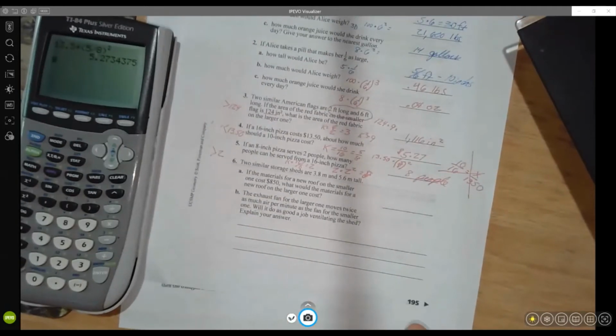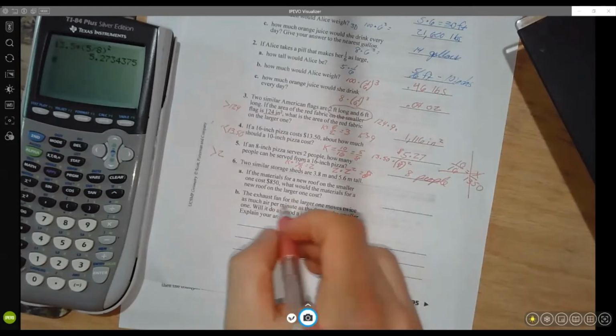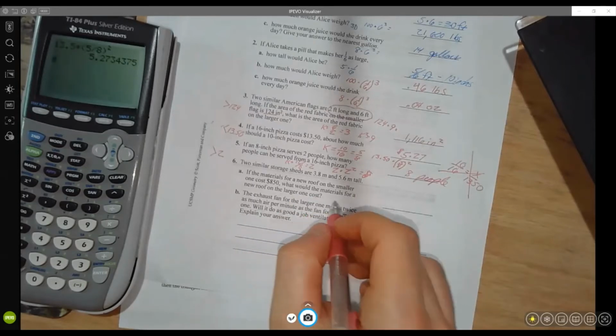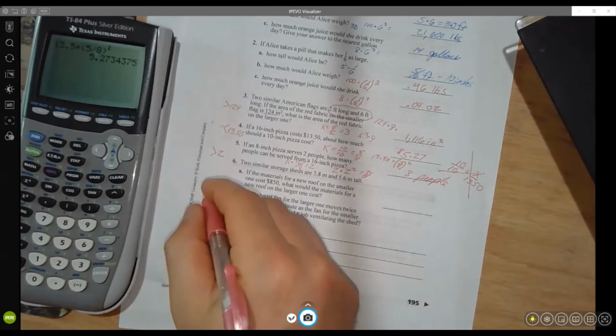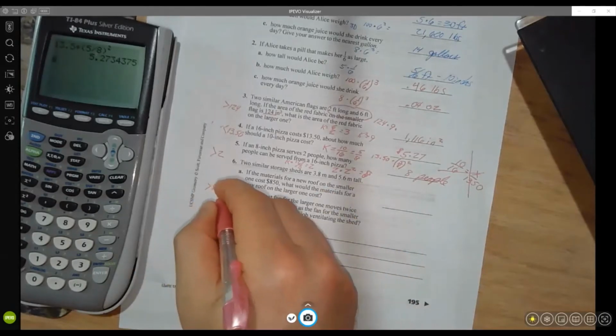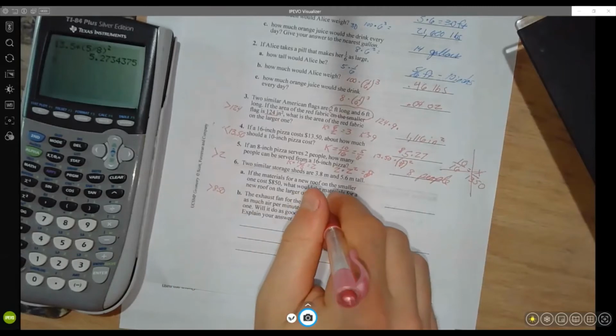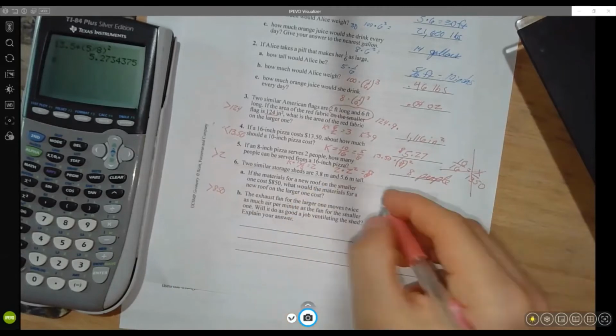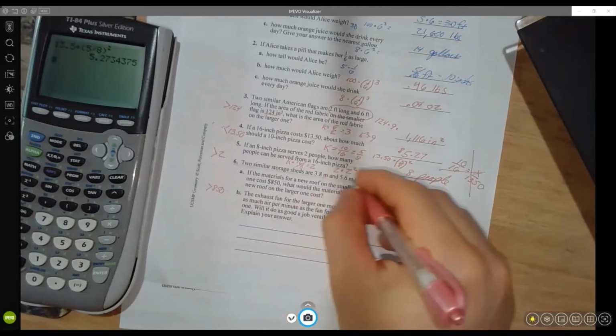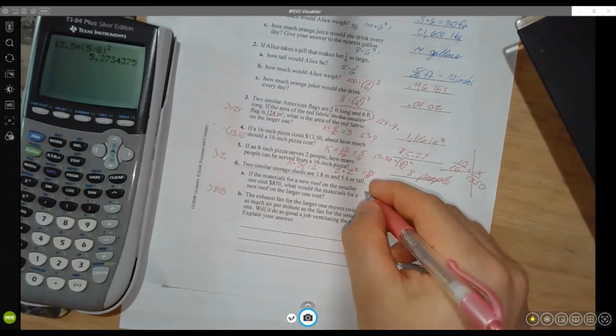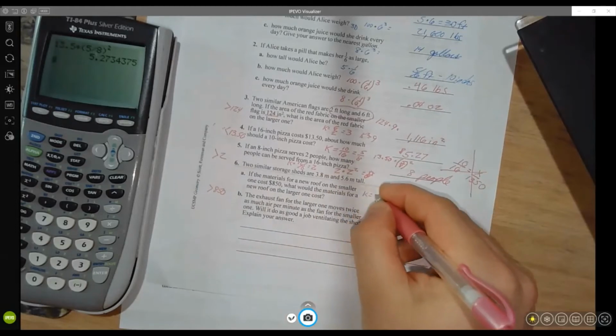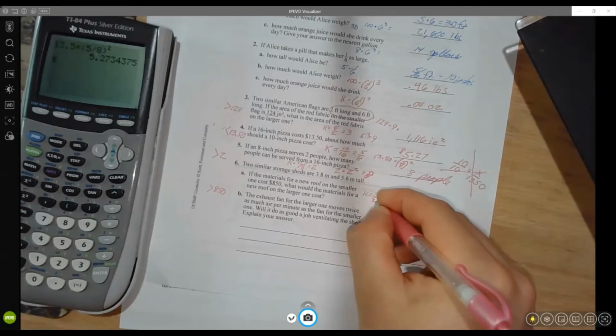All right. Two similar storage sheds are 3.8 and 5.6 meters tall. If the material for a new roof of the smaller shed is $850, what does the material for a new roof on the larger one cost? So we know our answer is going to be more than $850 because we're building the roof for the larger shed. So we're told how tall they are.